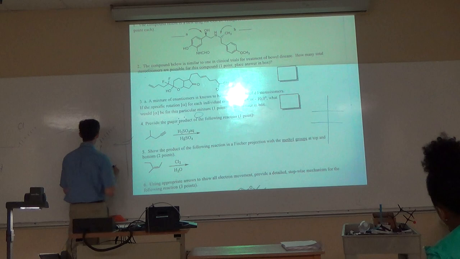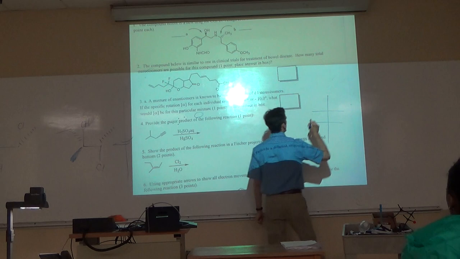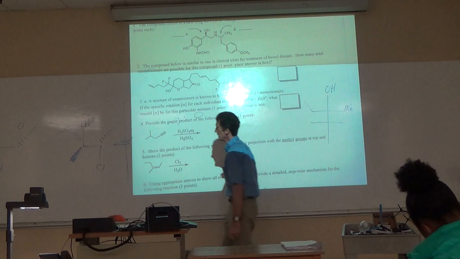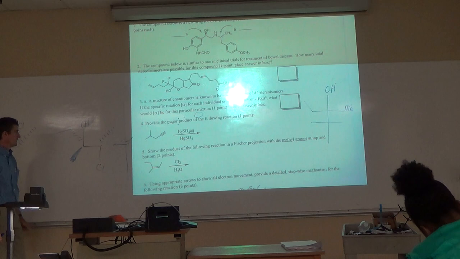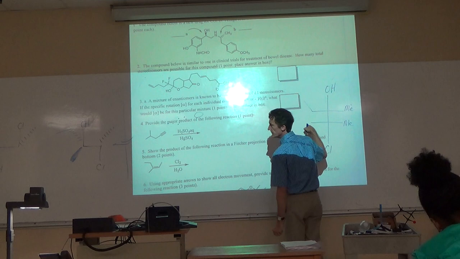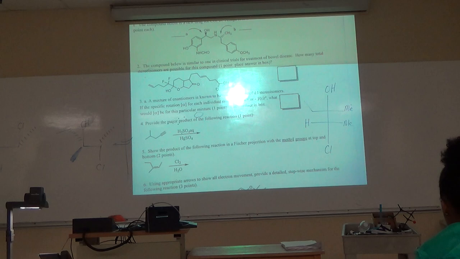On the ground here, the things in the plane we can look at going away. With the OH going away, what side is the methyl on? OH going away, the methyl is on the right. The ethyl is on the left. Okay, with the chlorine going away, what side is that methyl on? With the chlorine going away, the other methyl is also on the right. Yeah? What's on the left? Hydrogen. Hydrogen, yeah. Everybody good? Who did not get that?